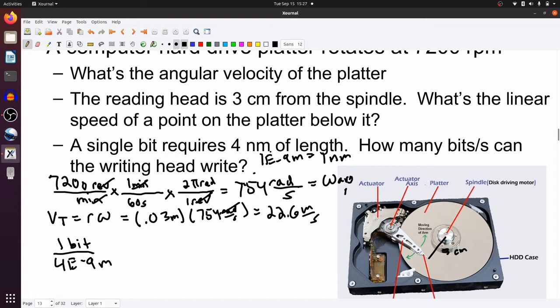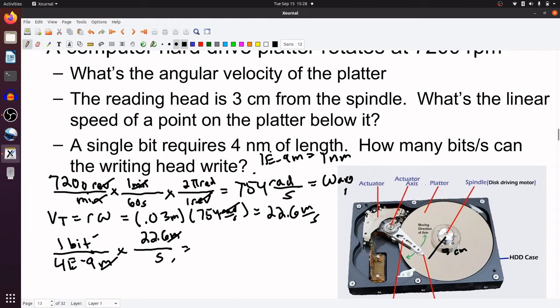So that's bits per meter, right? And we want bits per second. Well, I know that it can move at 22.6 meters for every second. That would cancel out my meters and leave me with bits over seconds, which is what I want. So 22.6 divided by 4 times 10 to the negative 9th gives me an absolutely huge number.